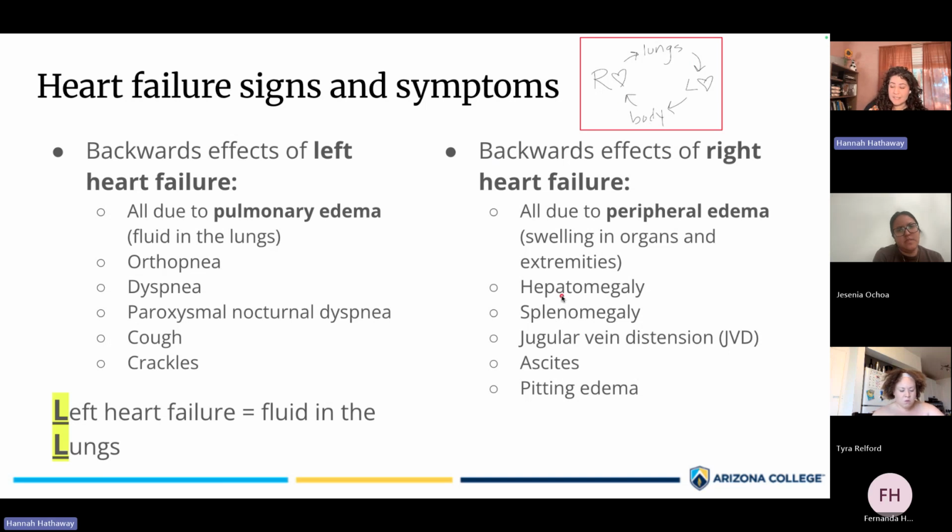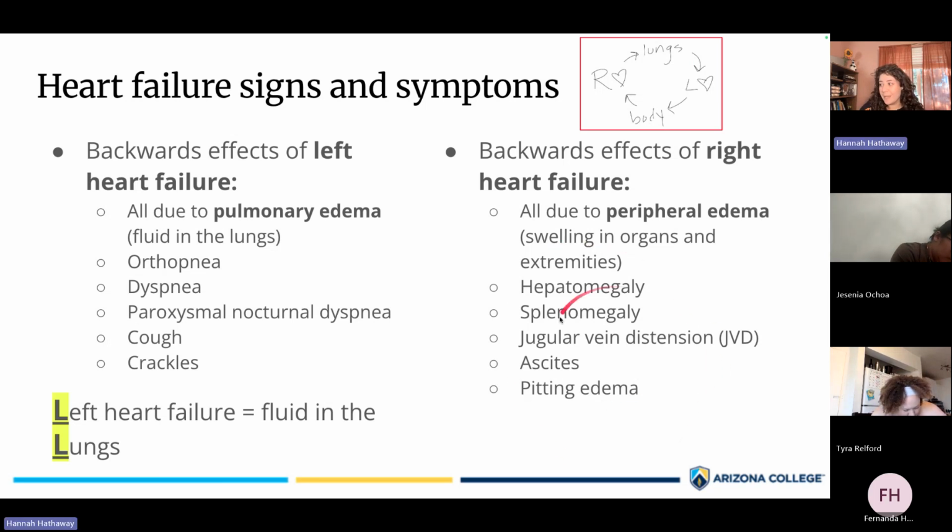So specifically where we tend to see this might be fluid and swelling in the liver, which is called hepatomegaly. So that's an enlarged liver. Fluid or swelling in the spleen, that's splenomegaly. Jugular vein distension, so that is just increased pressure in the jugular vein, and since the jugular vein is right in the neck, you can see that. Ascites, so that's fluid in the abdomen or in the peritoneal cavity. And then pitting edema, so that is swelling and fluid in the legs, and it's pitting because you can actually press on the tissue and leave a little divot, because you can smoosh some of the fluid back into the circulation.